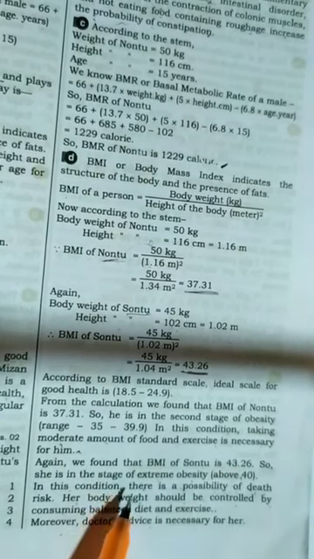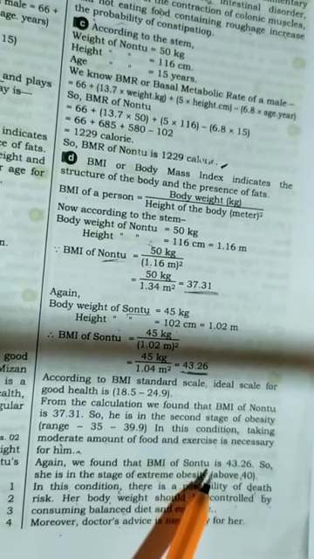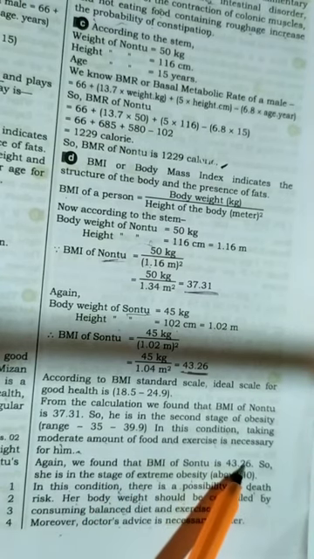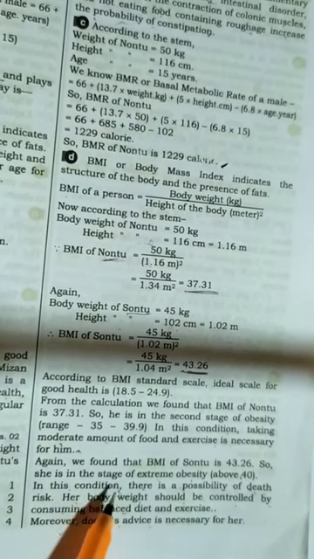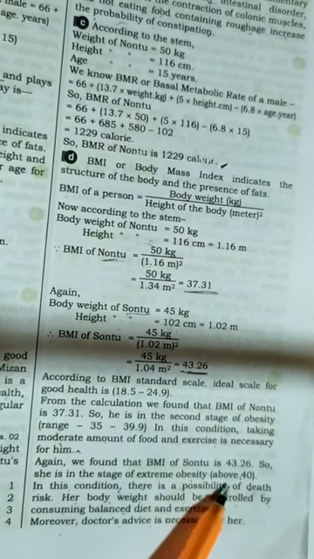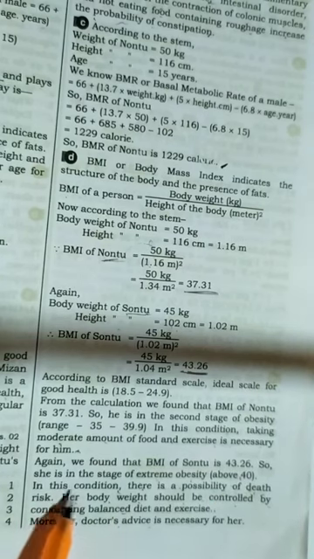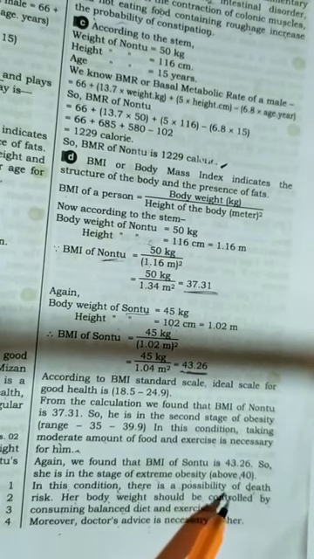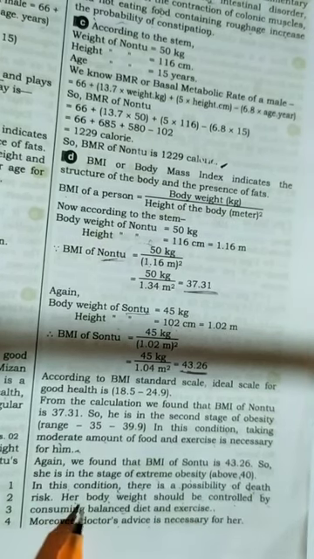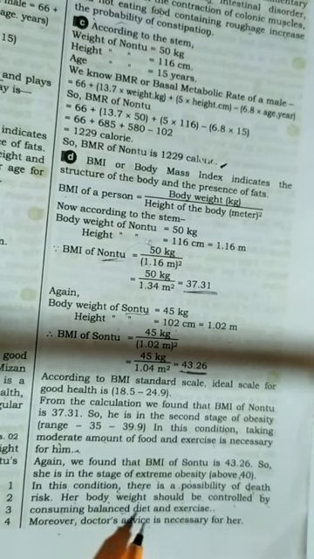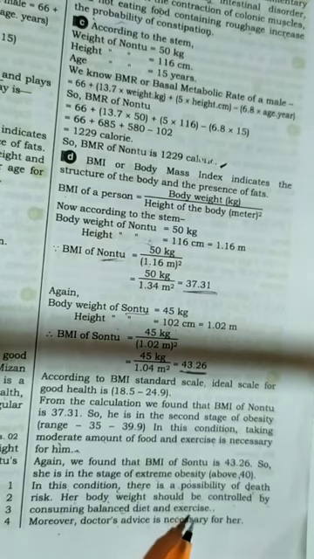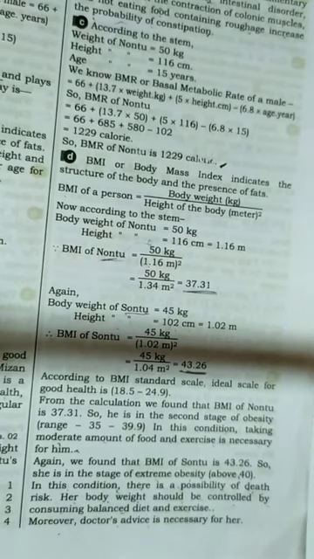Again, we found that the BMI of Sontu is 43.26, so she is in the stage of extreme obesity, above 40. In this condition, there is a possibility of death risk. Her body weight should be controlled by consuming a balanced diet and exercise. Moreover, doctor's advice is necessary for her.